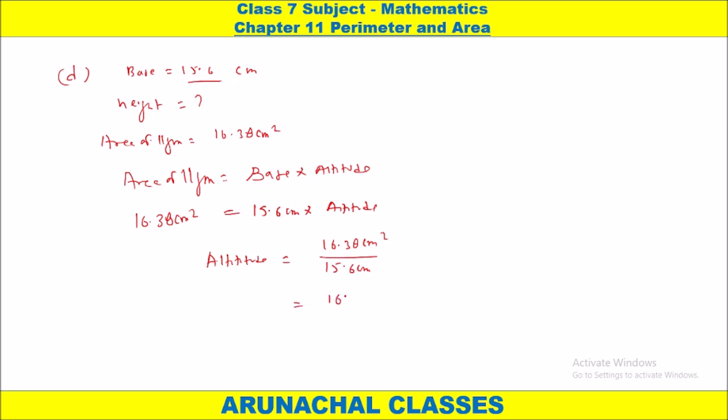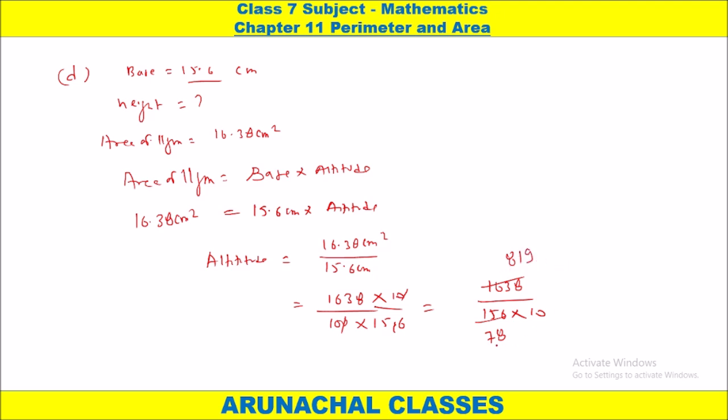So it will be 1638. I have removed the decimal, it will be 100, and here I will write 15.6, meaning I have removed the decimal, I will write 10 here. So here 0 gets cancelled, it is 1638 divided by 156 multiplied by 10. Now take the table of 2: 2 7s are 14, 2 8s are 16, 2 8s are 16, 2 1s are 2, 2 9s are 18.